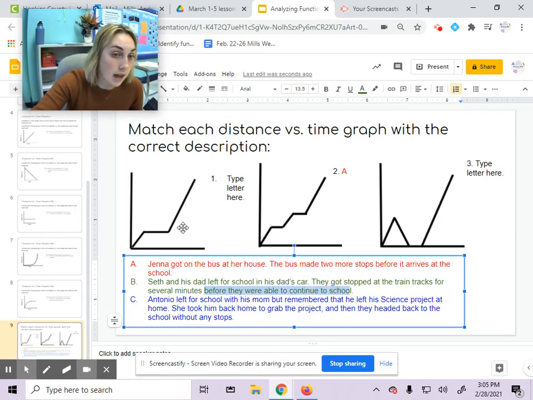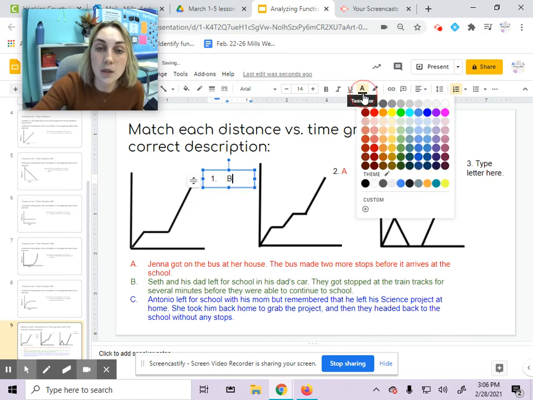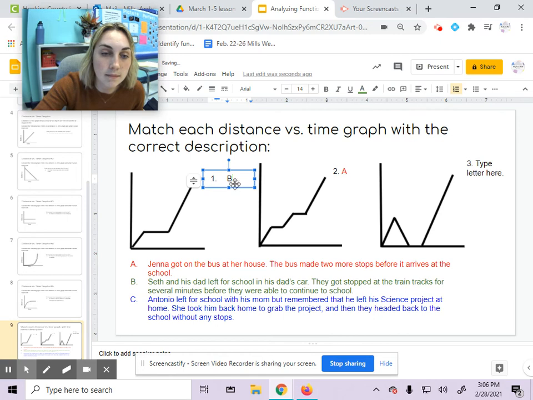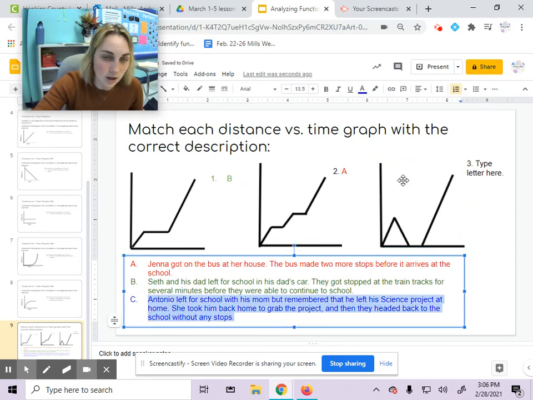Well, if you looked at these graphs, this first graph would represent the B, because Seth got in his dad's car and they were heading to school. Well, they got stopped for a little bit. This is the first resting point. This could represent them getting stopped at the train tracks. And then after that, they continued on to school and there were no other disruptions, and Seth got to school. So this particular description goes with the first graph. And that's going to be green. And then as you probably know, the last one goes along with the third graph.